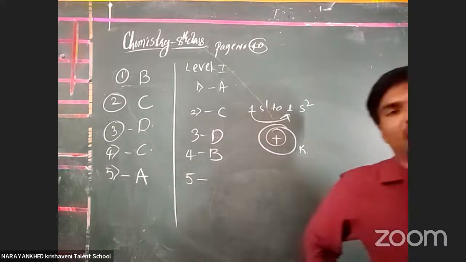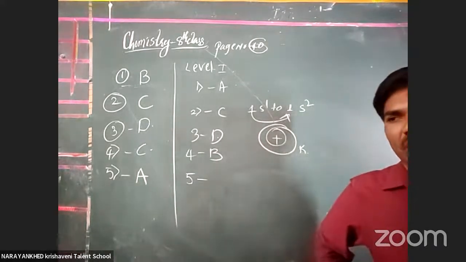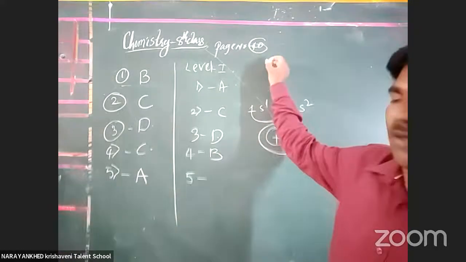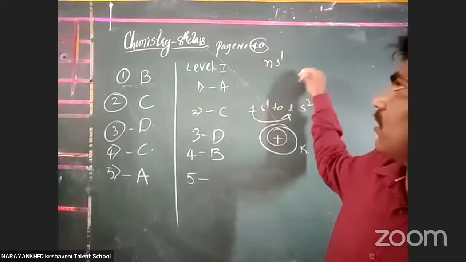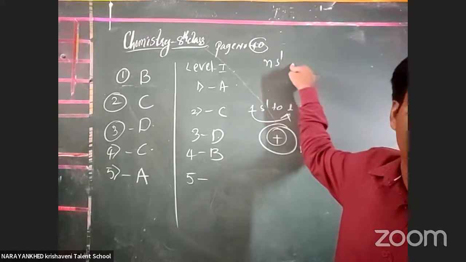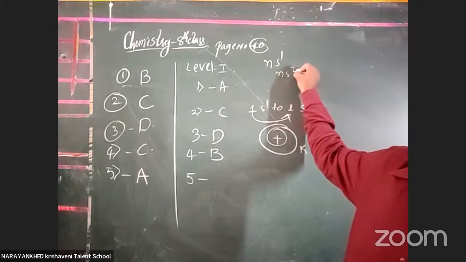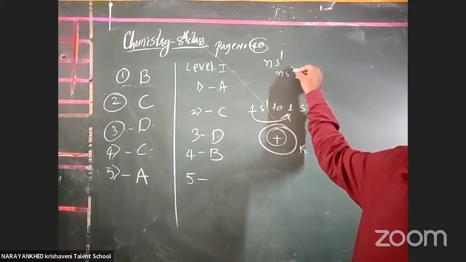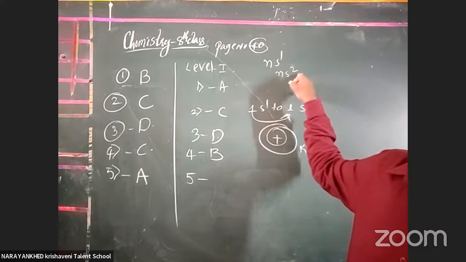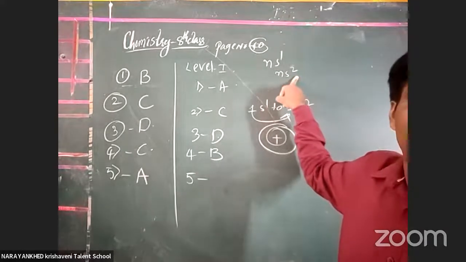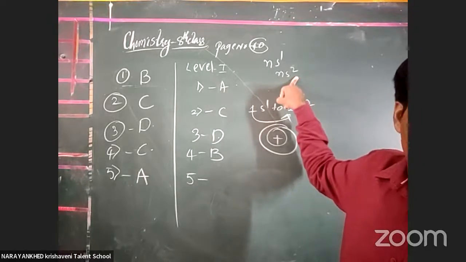Most probably it is about general configuration. For every group there is a general configuration. Listen carefully. If the outermost orbital contains ns1, it is a first group element. You know very well, ns2 is a second group element. Like that it may be given, but it is not printed correctly. For the fifth question, please leave it.